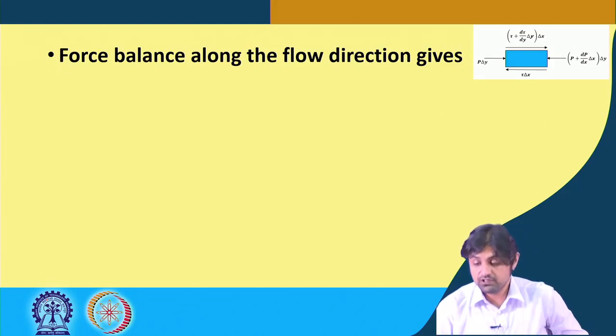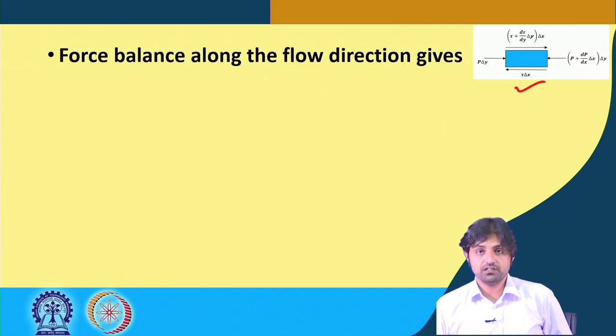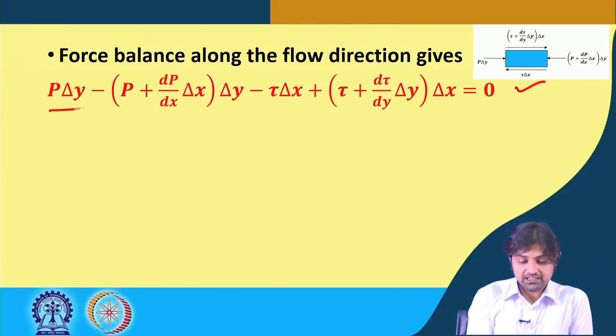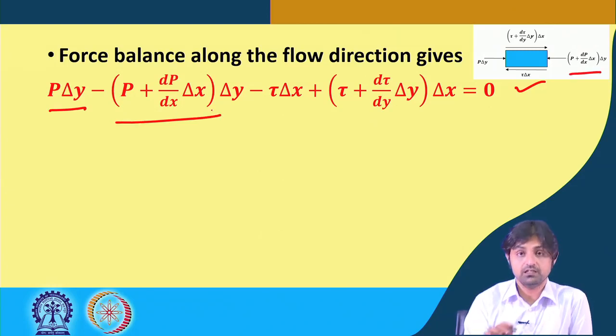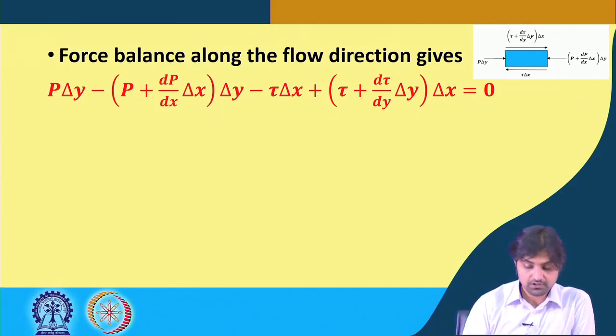For your convenience, I have made the free body diagram and reproduced it in the top right corner. So, you see P delta y, that is force per unit length, minus this one here, and this again is in the negative direction, tau delta x. So, minus tau delta x, and this is in the positive direction, so this is plus, and that all equals 0.